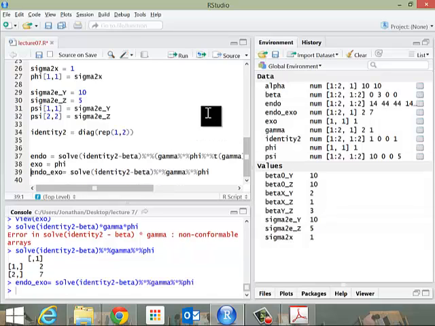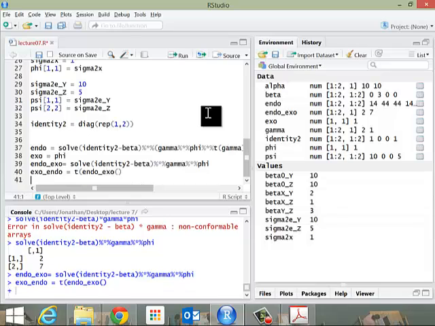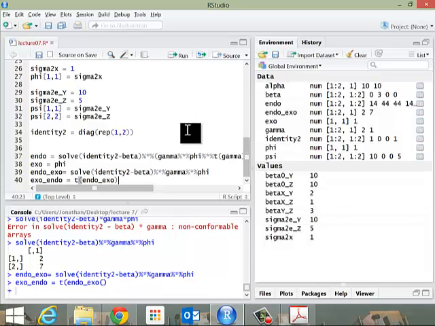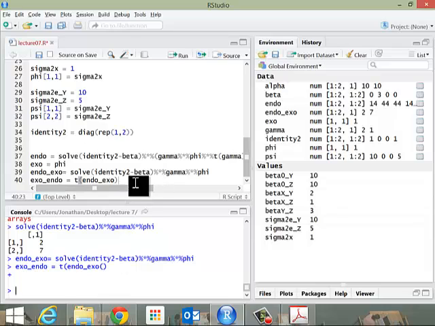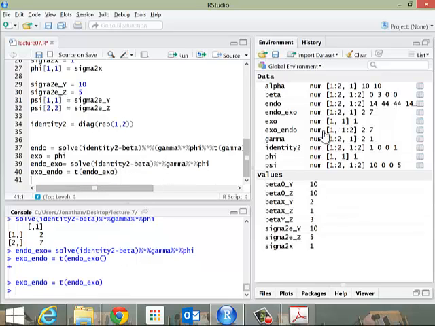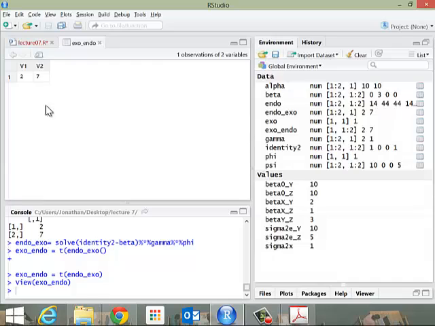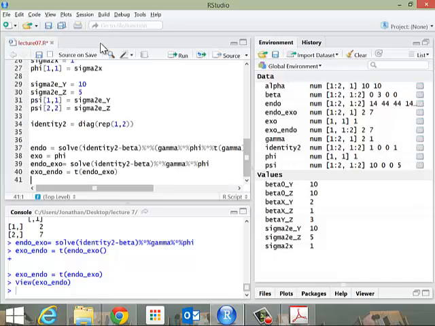And I can do exo underscore endo equals the transpose of endo underscore exo. So what I did all this for may be kind of questionable, but that's what I get for trying to do this quickly. It is to show you what the entire variance and covariance matrix will look like. And this is the thing that we're going to be comparing the saturated model with. All right?